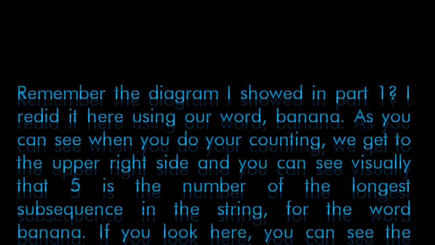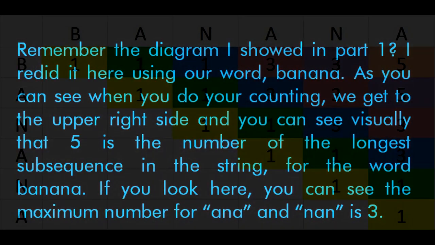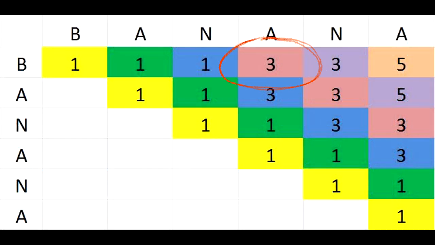Remember the diagram I showed in part 1? I redid it here using our word banana. As you can see, when you do your counting, we get to the upper right side and you can see visually that 5 is the number of the longest subsequence in the string for the word banana. If you look here, you can see the maximum number for ANA and NAN is 3.